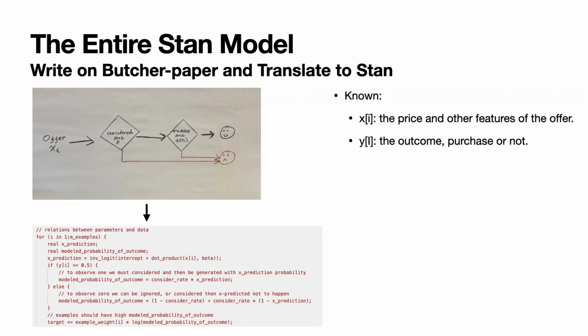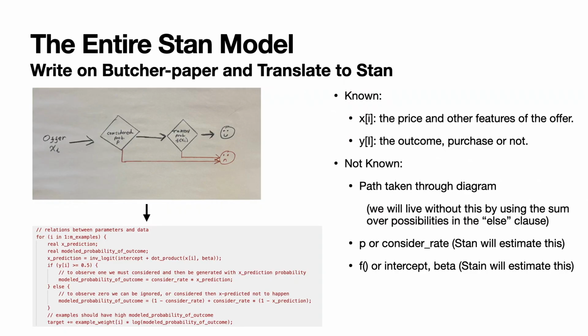To repeat, we know xi, the price, and y, the total outcome, whether they purchased or not. We do not know the path taken through the diagram, we don't know the consideration probability, and we don't know how these populations value price. So those are the things Stan will estimate for us. If you can draw the diagram, Stan can complete the solution.